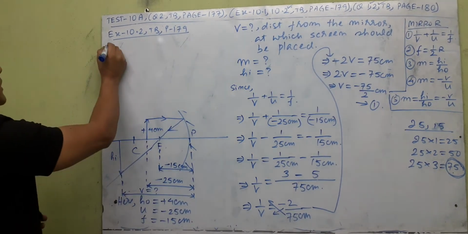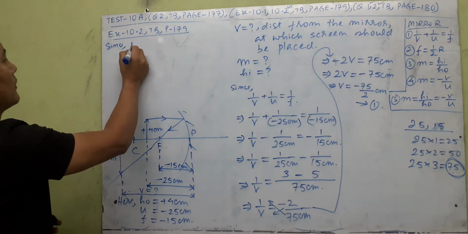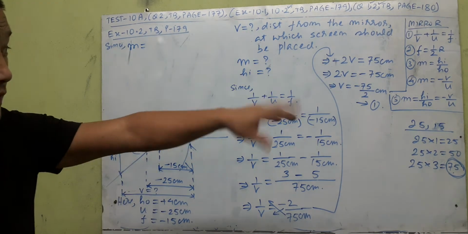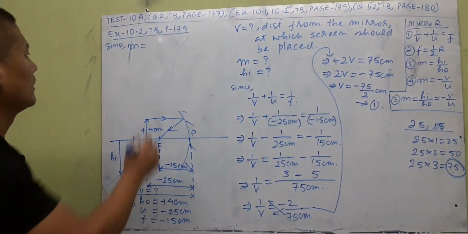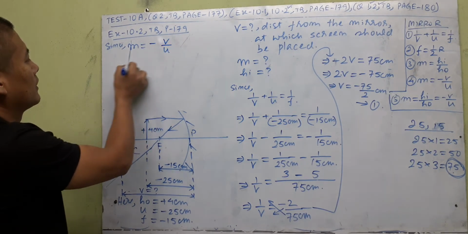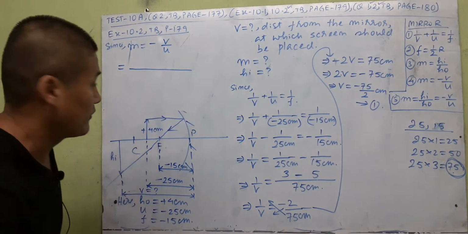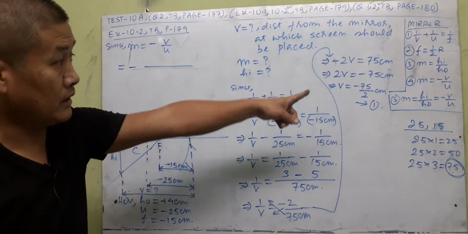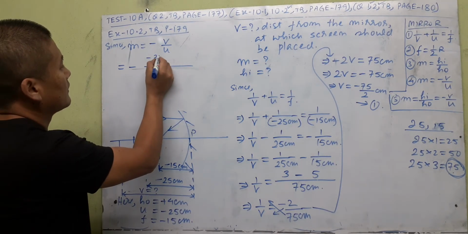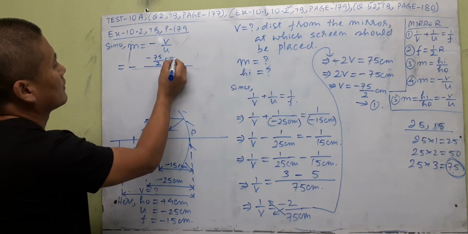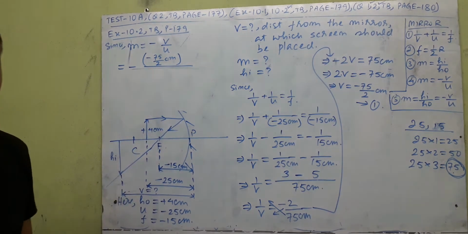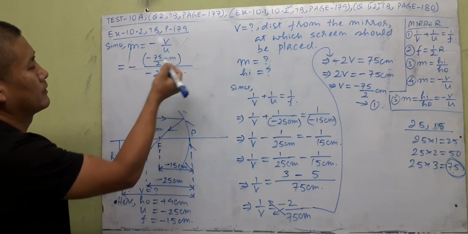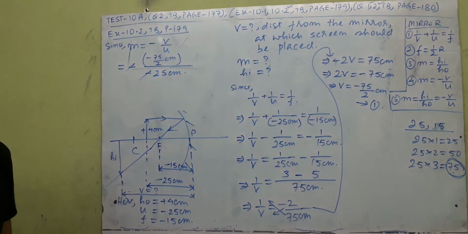Let's do it here. Now, the formula for M that we can use here is, better use V by U because V is there and U is there. Minus V by U is the formula. Put your equal sign, long line, and before the long line make sure your minus is there. V, just now we got, minus 75 by 2 centimeter. You can put a bracket if you want. And U here, minus 25. You can just write minus 25. If you want, you can cancel this minus minus here itself.